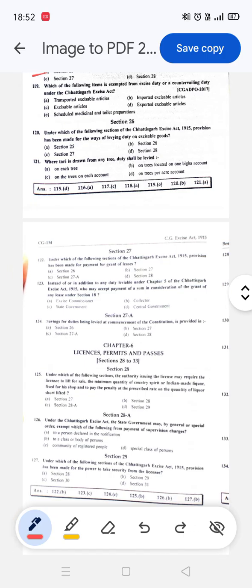Question number 119, which of the following items is exempted from excise duty or countervailing duty under the Chhattisgarh Excise Act? The options are transported excisable articles, imported excisable articles, exported excisable articles, scheduled medicinal and toilet preparations. So option E is correct.